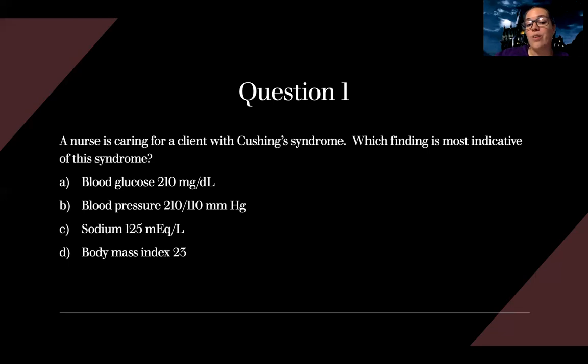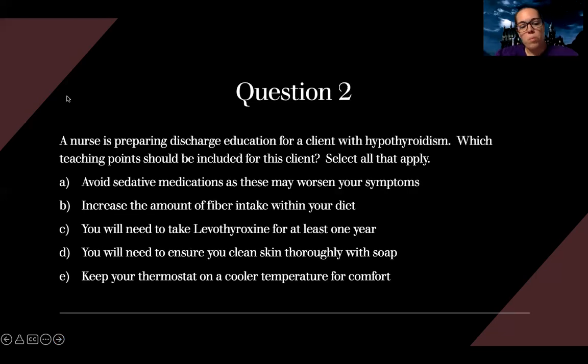So the best answer here is going to be A, blood glucose 210, because they have the elevated blood glucose because of those glucocorticoid effects. All right.